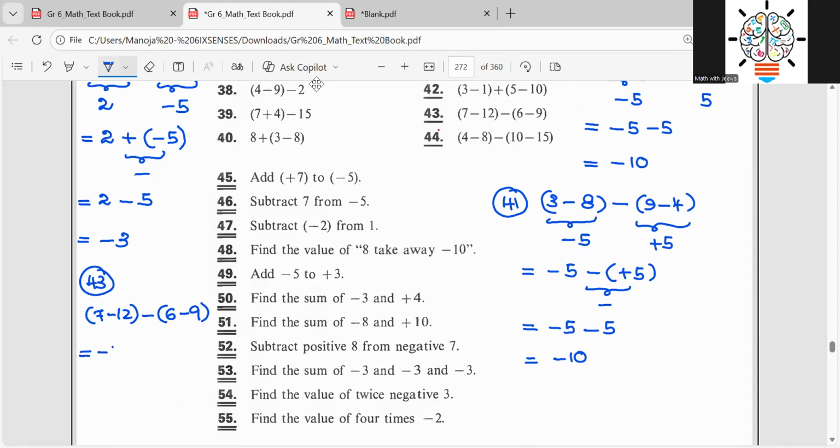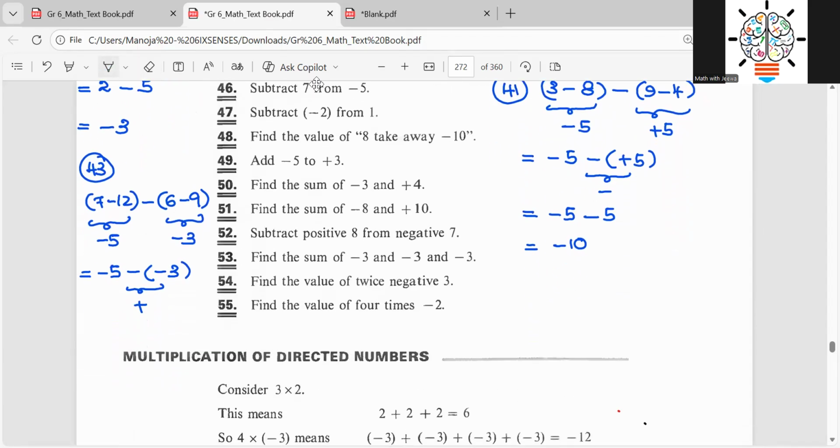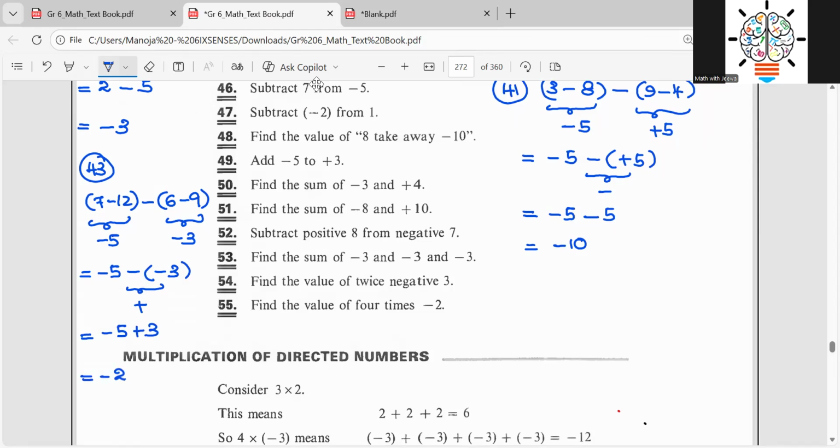So before writing that, I prefer to write it with the bracket, so then it's clear. 7 minus 12, it is minus 5. 6 minus 9, it is minus 3. Minus 5 minus minus 3. So then minus minus is plus. Then I rewrite it. So then the negative 5 plus 3, the answer is negative 2.